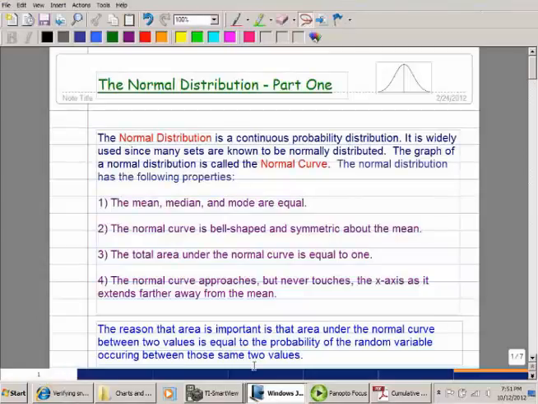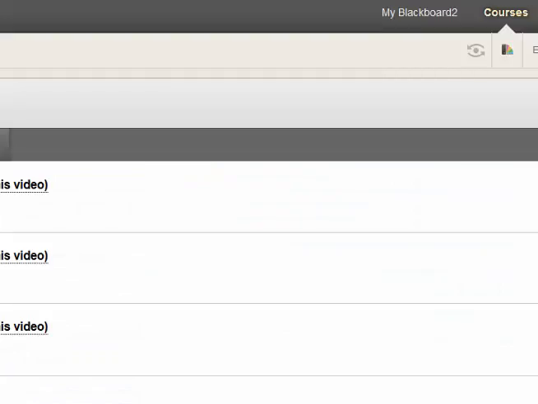This recording is for the normal distribution, part 1. The normal distribution is a continuous probability distribution, unlike the binomial, which is discrete. It's widely used since many data sets are normally distributed.